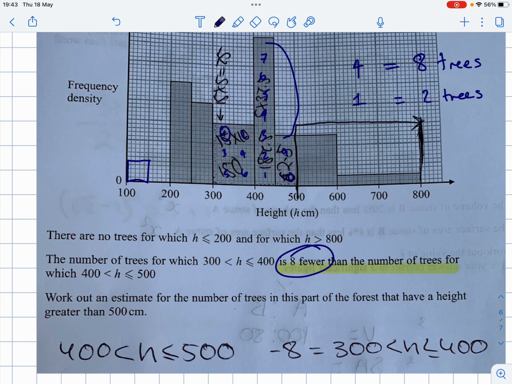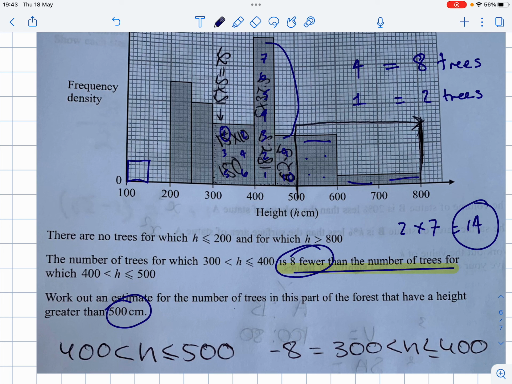And simply now, if we want to work out an estimate for the number of trees that have a height greater than 500, I'm going to count the squares and then times it by 2. So 1, 2, 3, 4, 5, 6, 7. So I'm going to estimate 2 times 7, I'm going to estimate there are 14 trees. Okay.